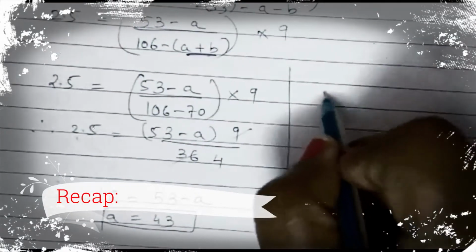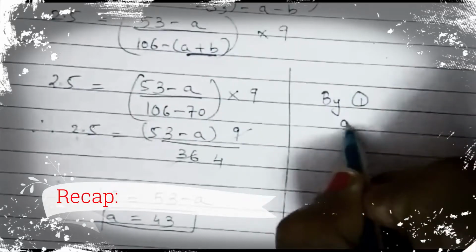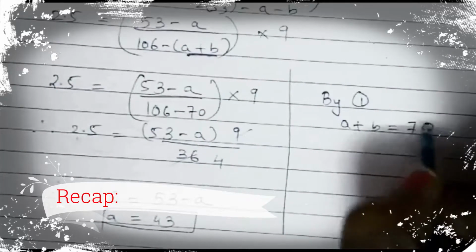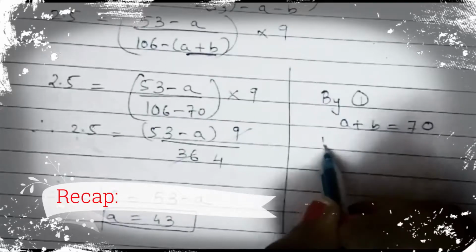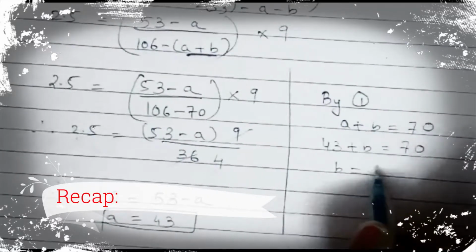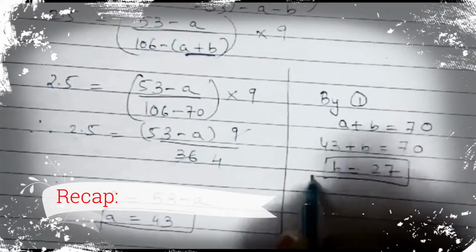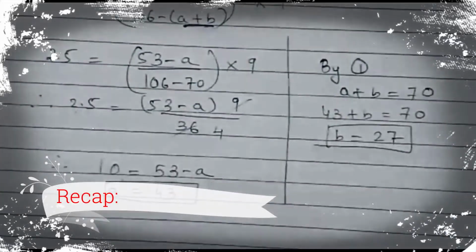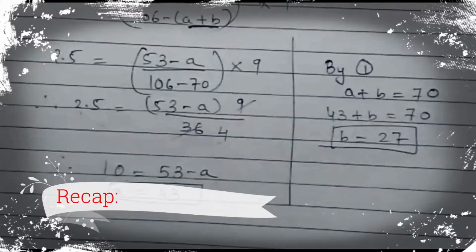Do you remember our first equation was a plus b is equal to 70. So putting a as 43, 43 plus b is 70. B we will be getting as 27. And in this way we have obtained the values of missing frequencies A and B.